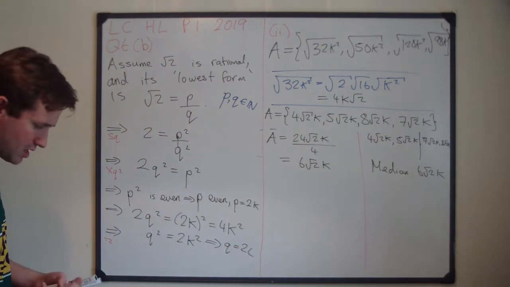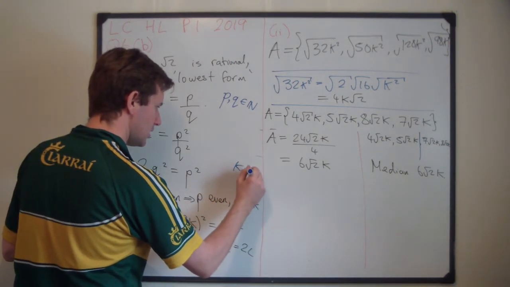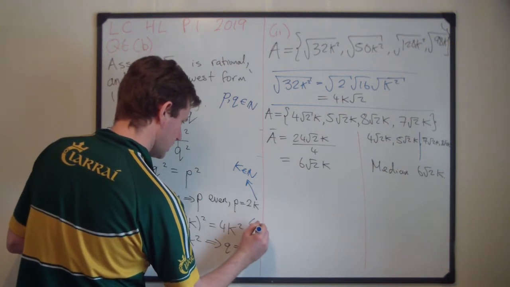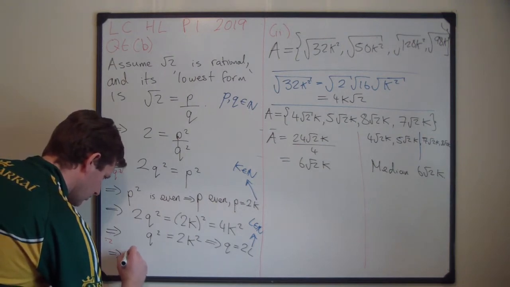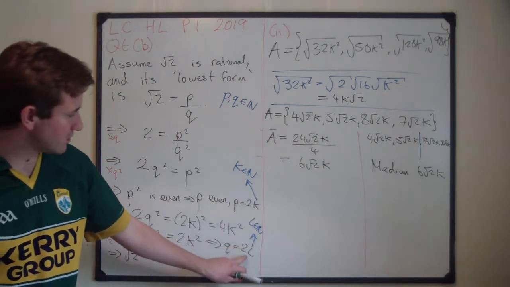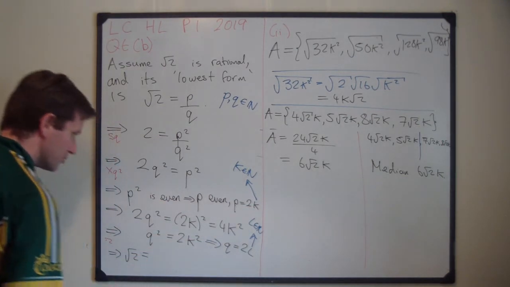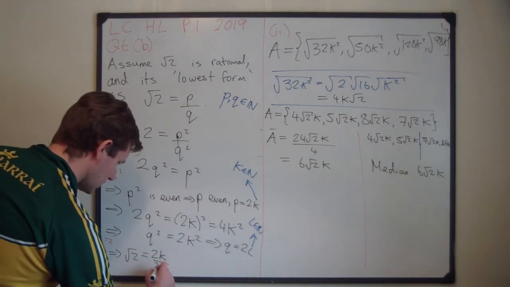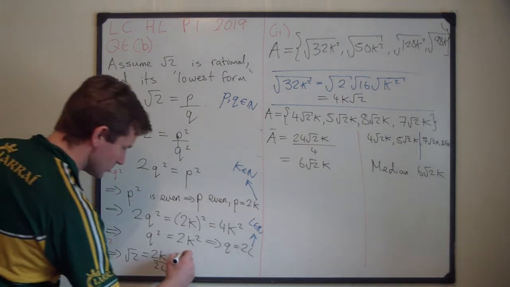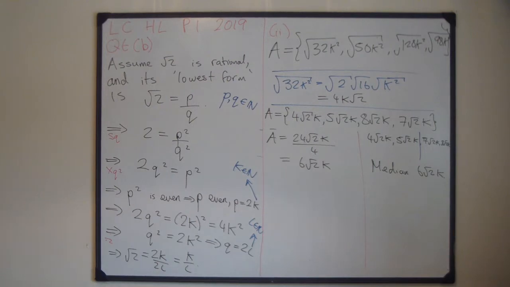So we could say here K is a natural number, L is a natural number. And it's worth pointing out that L is smaller than Q and K is smaller than P. So P is equal to 2K, Q is equal to 2L, and then you can divide above and below by 2, giving K over L. Now what this really implies is that root 2 has no lowest form.